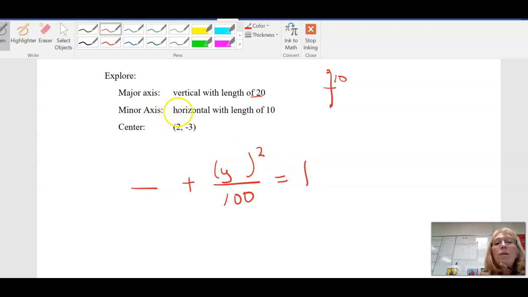The minor is 10 this direction, which means half of it is 5. That's drawn terribly. And 5 squared is 25. My center is 2, negative 3. So that's x minus 2 squared, y plus 3 squared, opposite sides.